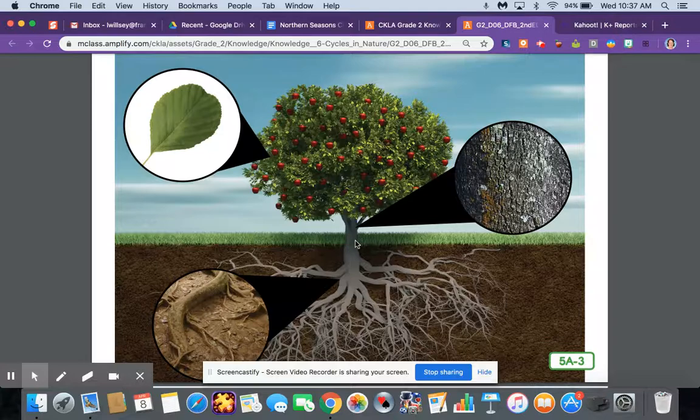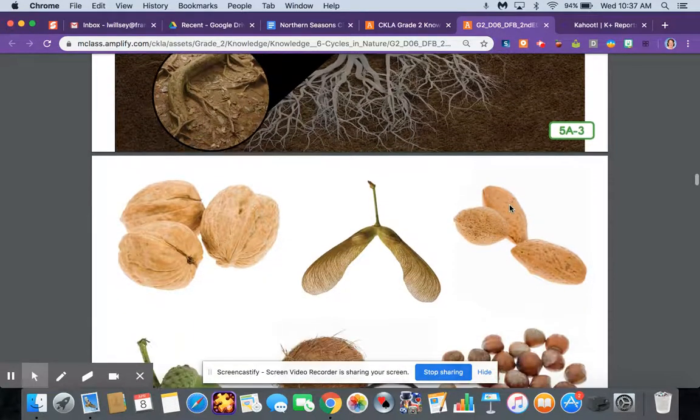Another important part of the tree is the outside layer called the bark. The bark protects the tree from outside forces such as heat, cold, insects, and bacteria. Bacteria are very small living things that often cause diseases. Trees follow the same life cycle as other plants.